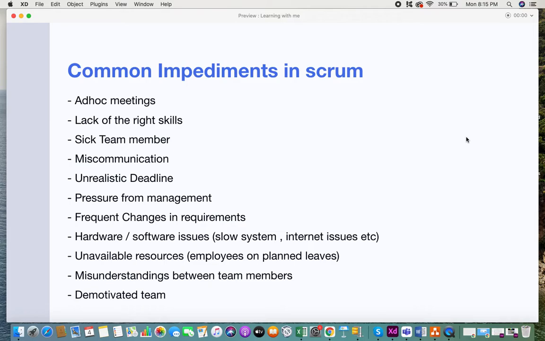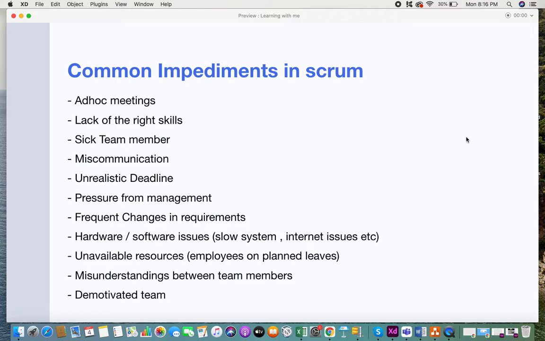Example, employees on planned or unplanned leaves. So when you are totally dependent on an employee or their work, and then when they are not available, it can slow down the dependent employee from completing the task, because they would be waiting for the employee to give them the work, or they would be waiting for the employee to come and give certain inputs. So this can also slow down the pace of development.